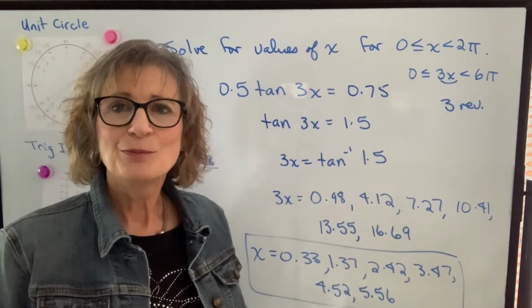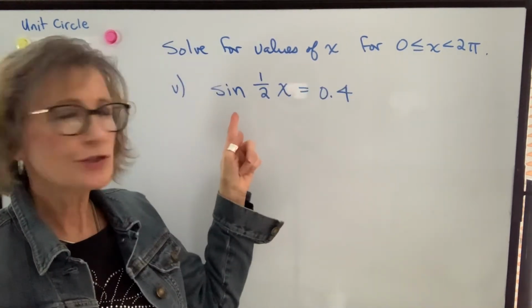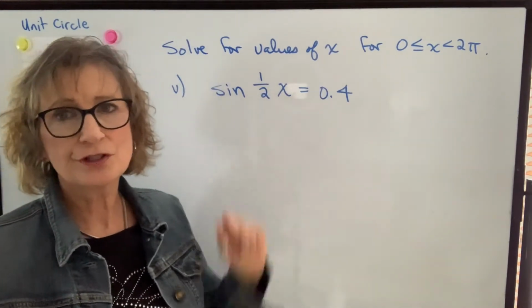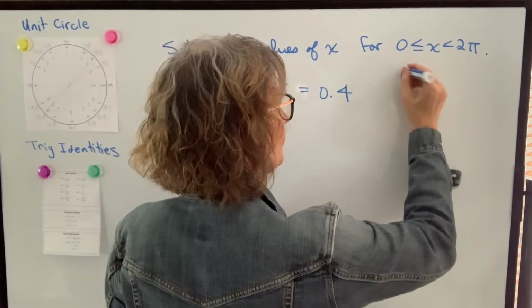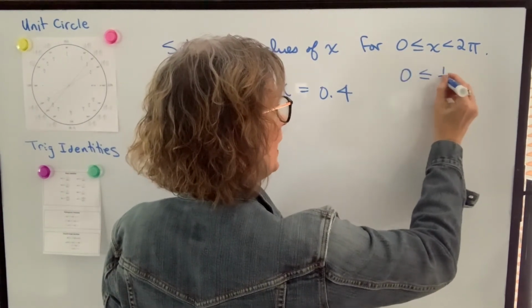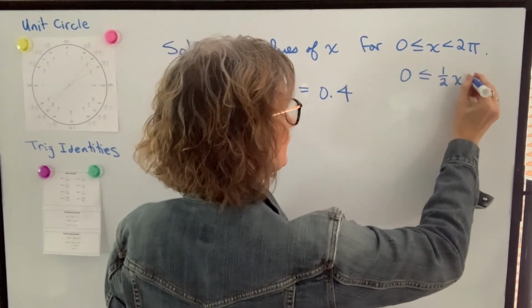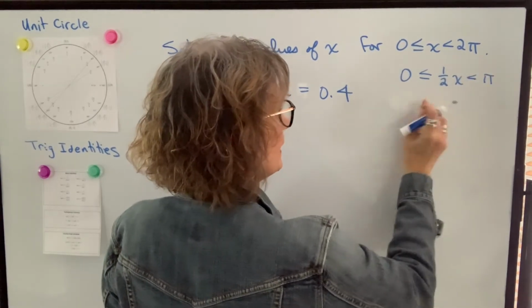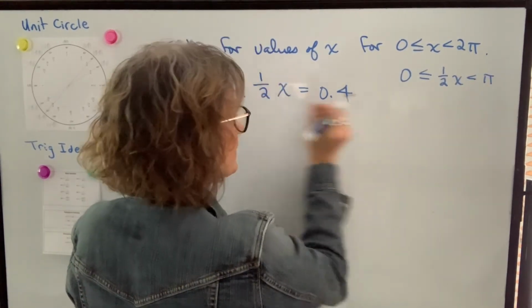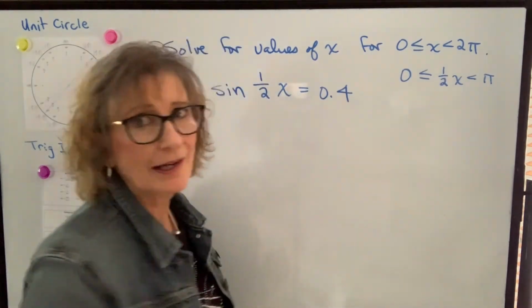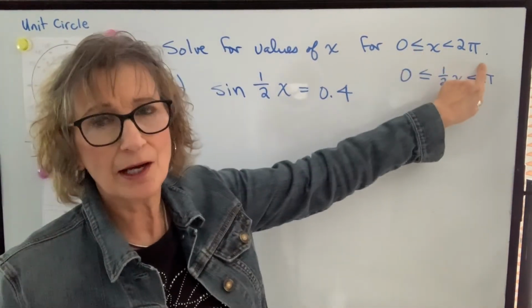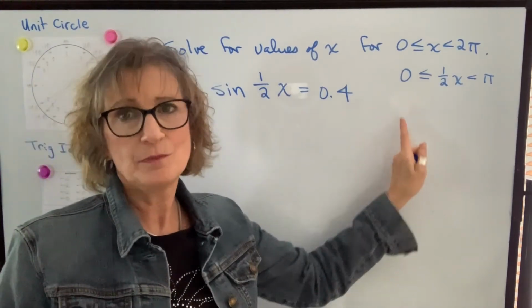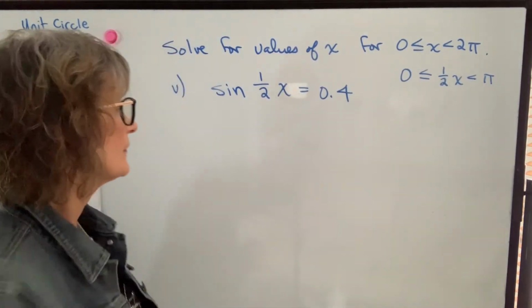All right, let's try one more question. So I want to do a question where we have a fraction as a coefficient of x. Let's take a look. If we were to multiply everything by 1/2, that means that this angle has to be between 0 and pi. Now, not 0 and 2 pi. X has to be between 0 and 2 pi, but 1/2 x has to be then between 0 and pi.